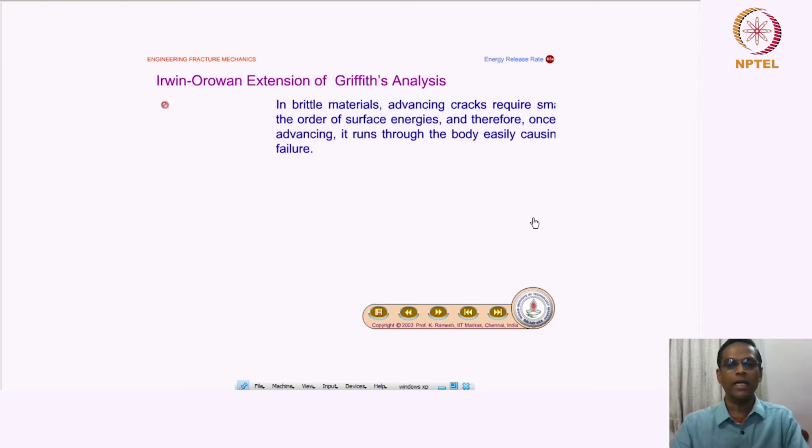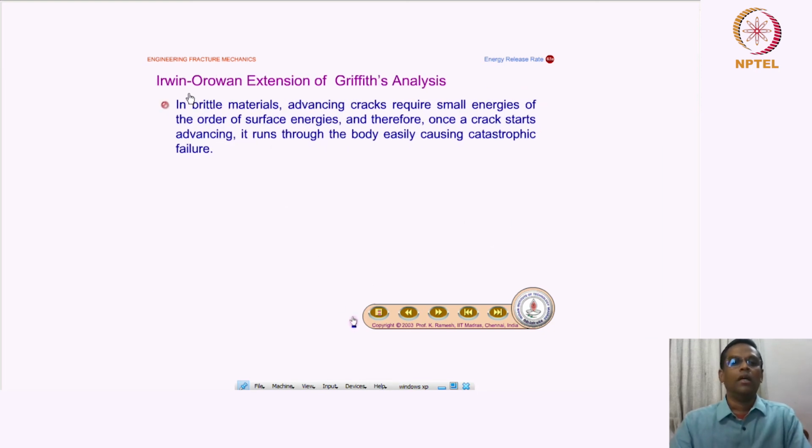So the next idea is Irwin's extension of Griffith's analysis. I just mentioned Irwin extended the analysis of Griffith by introducing gamma p. This is what we are going to see, how he has used the same idea of Griffith, and then still explained the energy concepts for the high strength alloys. Griffith looked only at brittle solids, but Irwin extended that idea to high strength ductile alloys.